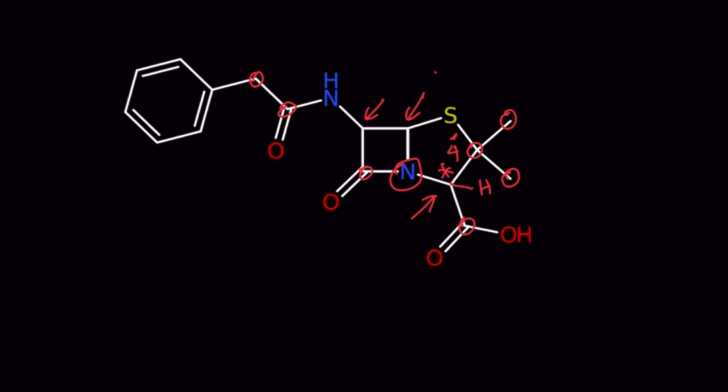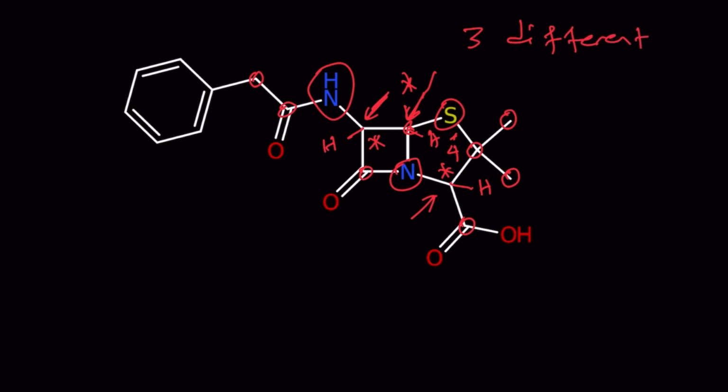How about this carbon here? We have a hidden hydrogen, we have a sulfur, we have a nitrogen atom, and then we have CH. Therefore this is also chiral. Likewise, let us check this one. We have a hidden hydrogen, and then NH, and then carbonyl group on one side, and then CH here. So therefore this is also chiral. So this molecule also has 3 different chiral centers.